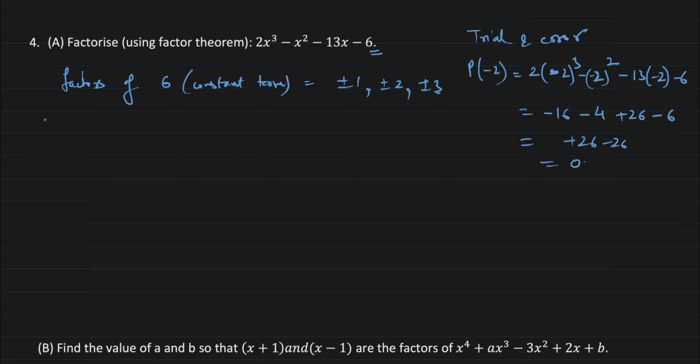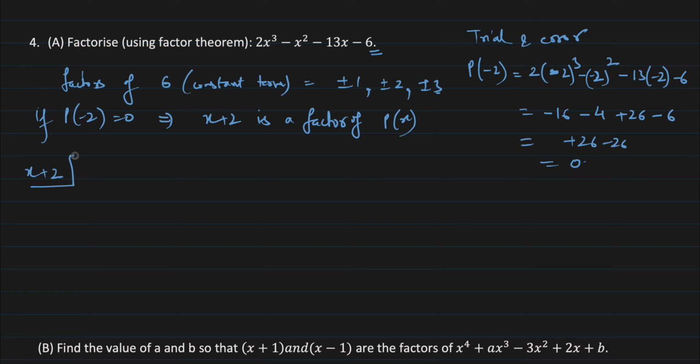So I can say that if P of minus 2 is 0, therefore x plus 2 is a factor of P of x, right? So what we do when we get one factor, we divide our polynomial by this x plus 2. Okay, so let's divide it by long division.